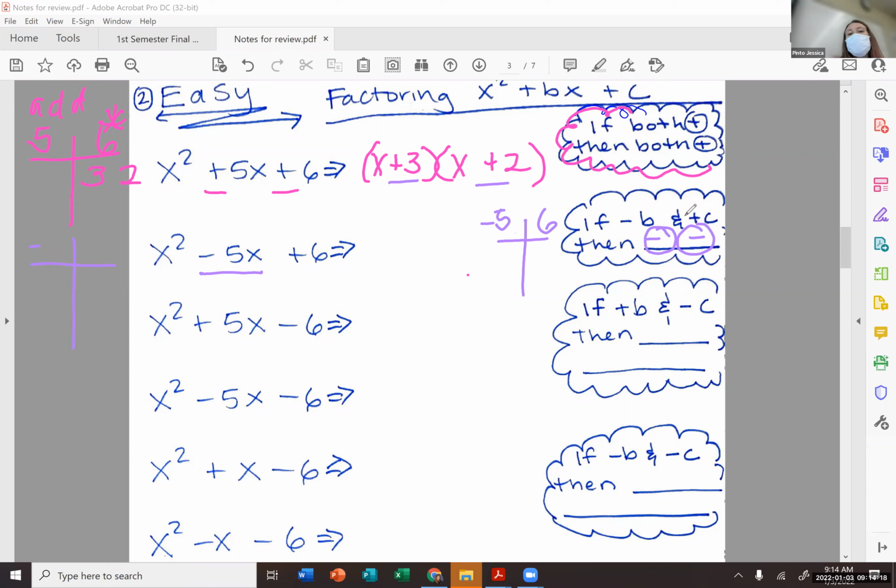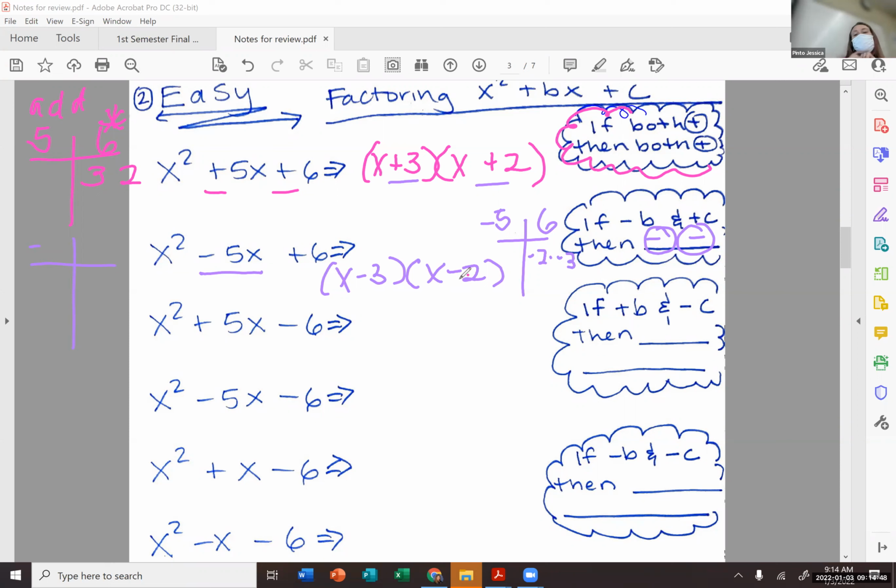This time it's not positive 3 and positive 2. What is it this time? Negative 3 and negative 2. That's exactly right. So this one is x minus 3, x minus 2. Yes, I can see that easily with my add and multiply check. A negative plus a negative is still negative, but a negative times a negative is positive. That's really important.